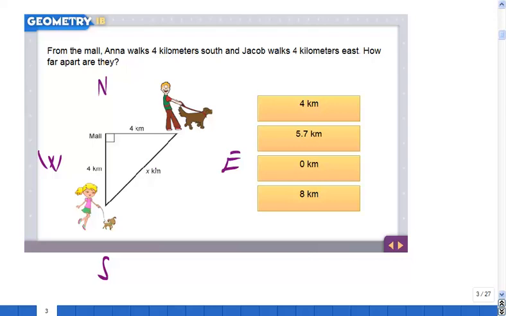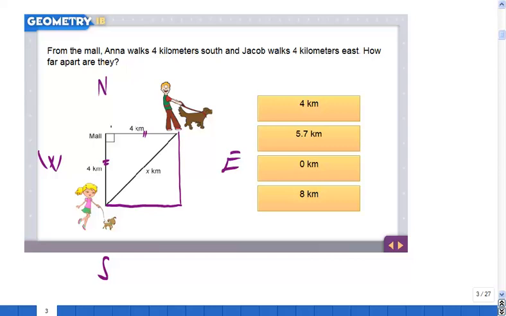Well, what do you guys notice in here? I have a right triangle, and more than that, this is an isosceles right triangle, okay? An isosceles right triangle is actually half of your square, right?